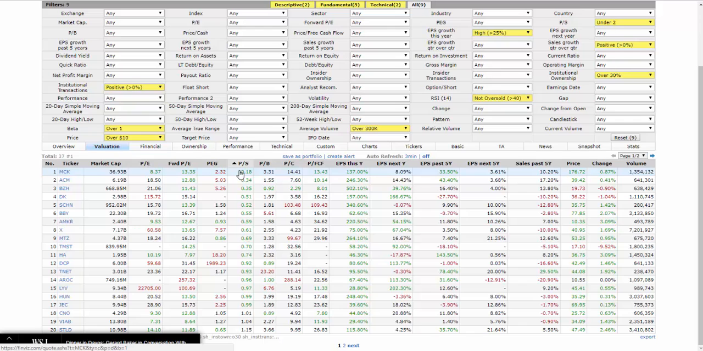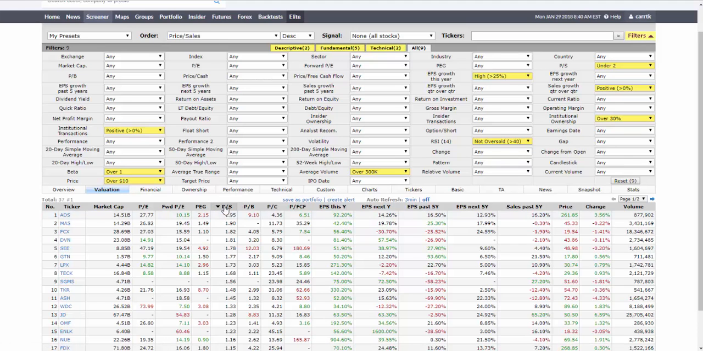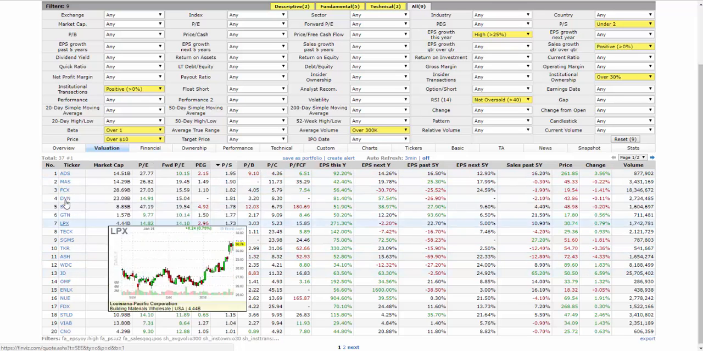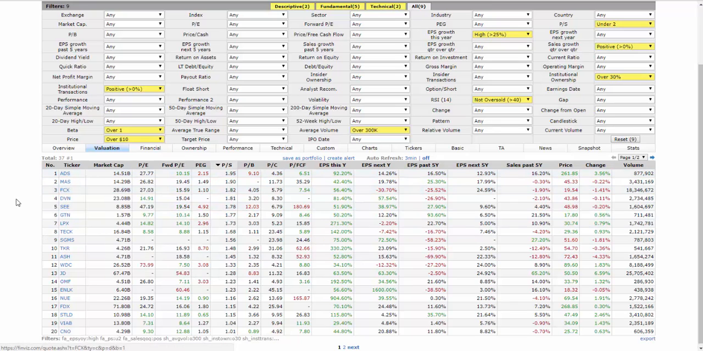The stocks that I want to eliminate are the ones that are at the bottom of that list, and we can get there by simply clicking the price to sales ratio again. That will bring the highest price to sales valuation stocks to the top, and I'm going to eliminate, I don't know, maybe the top 10 or 12 of those. Maybe less, maybe more. It just depends on how many stocks I have overall on my list.